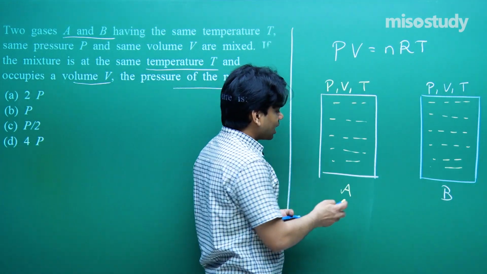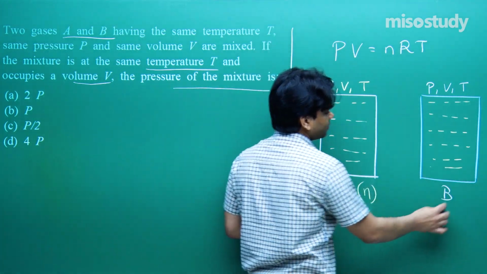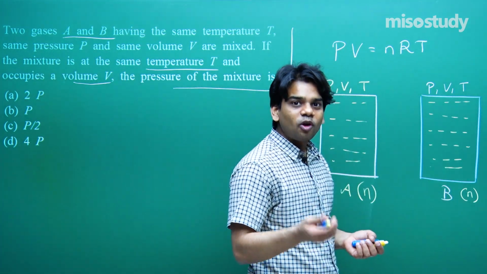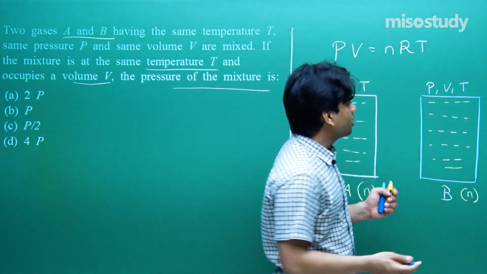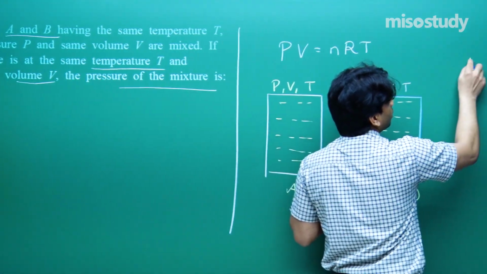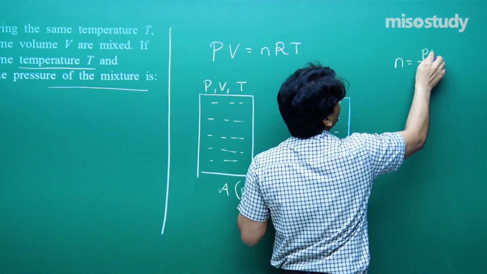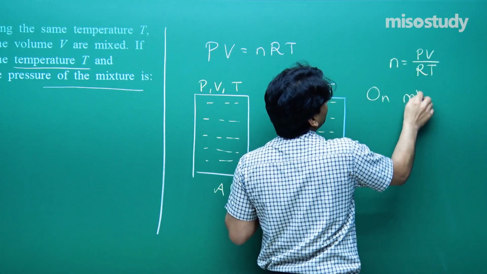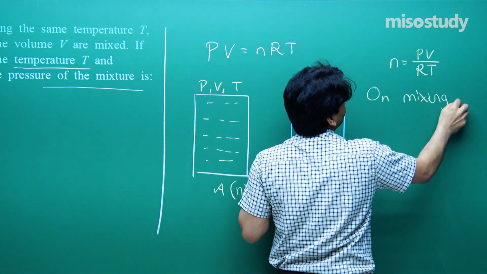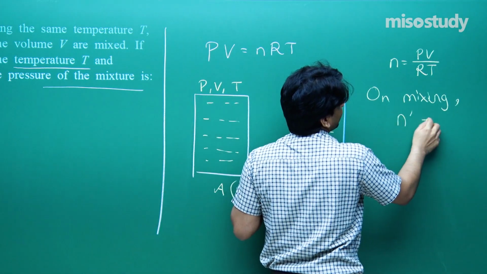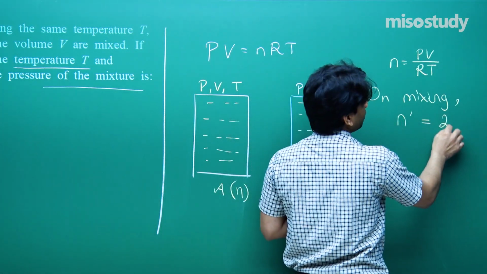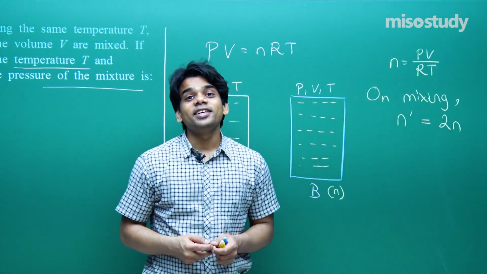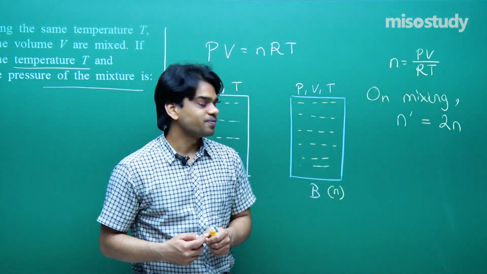So let me mark that the number of moles in each is n. So when we mix them, when the volume is kept same, the number of moles will be 2n. That's quite obvious, because n equals PV by RT. So n equals PV by RT. On mixing, the amount of gas, on mixing n dash, the new number of moles will be equal to 2n. That's quite obvious. It is asking what is the new pressure.